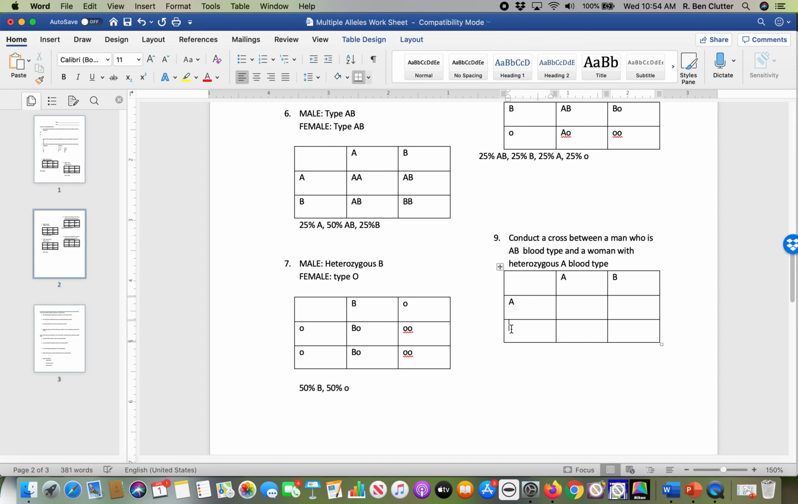All right, so this one right here is type A, and this one right here is type A. They're different genotypes, but the phenotype for type A, they're both type A, so it's 50% are type A blood. The genotype, you can't differentiate between the two.